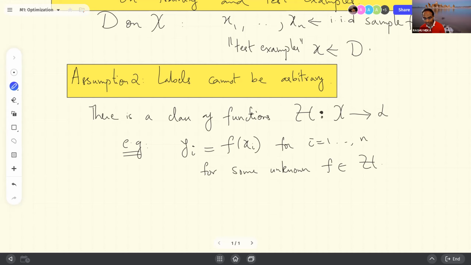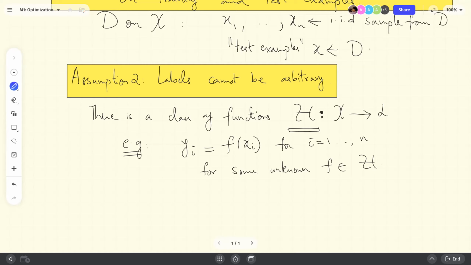And the way this shows up quantitatively is to make a concrete assumption on what this hypothesis class would be. You'd assume some simple model for where these functions are coming from. That's a way to limit how labels are generated, and then we can go from there.